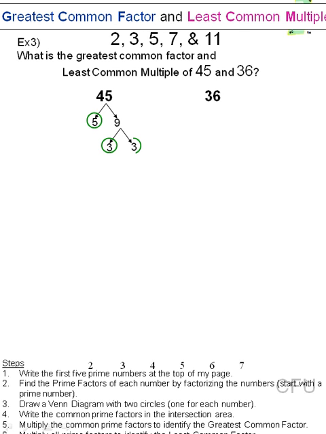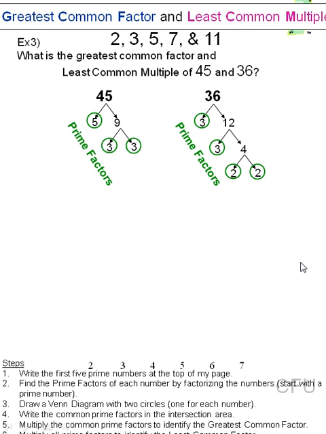Is that correct? Okay. 36 could be divided by 3. This one I started with 3. If you started with 2, that gives you 18, and so on and so forth, right? Well, I'm starting with 3. 3 times 12. This one is also 3 times 4. And this one is 2 times 2. Is that correct? And these are prime factors. Okay? So then we get our Venn diagram going.